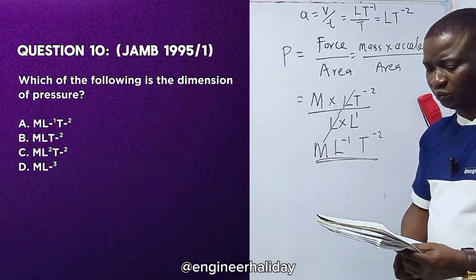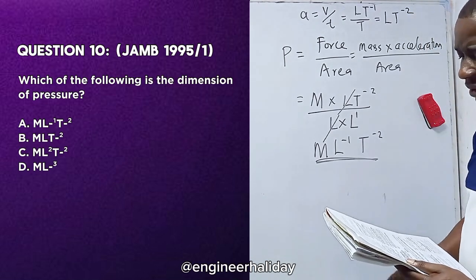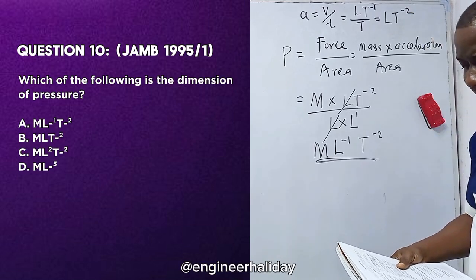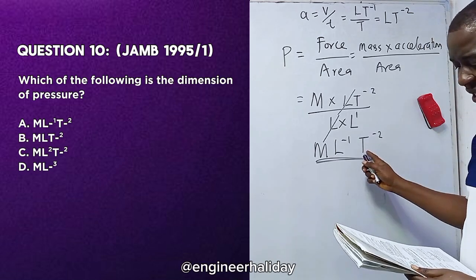So the answer, they say which of the following is not the dimension of pressure. A says ML^-1 T^-2. Yes, correct. That's option A.